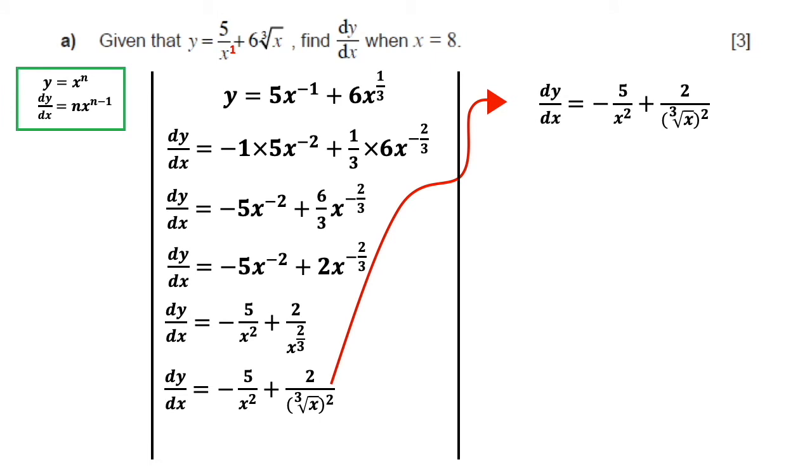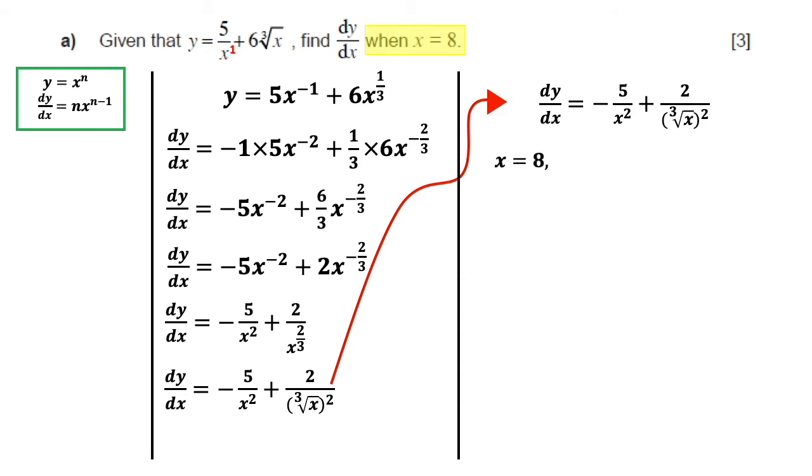Now it's worth noting that on Unit 1 you are allowed a calculator. However, it's worth thinking this through in a non-calculator way so that you can then consider if your answer in the end actually makes sense and you've shown your workings out. So if I'm looking at this one, it does actually say in the question to find dy by dx when x is equal to 8.